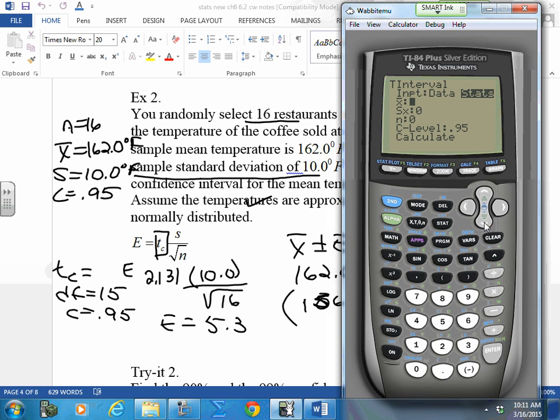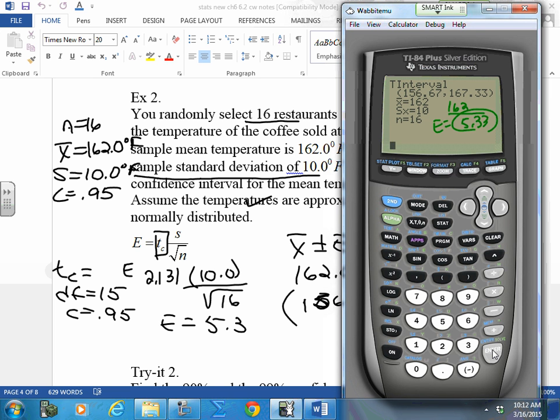It asks you for your mean. It asks you for your sample standard deviation. It asks you for your N. You give it N. It'll figure out the degrees of freedom. You give it your confidence, and then it'll tell you what your confidence interval is. Now, you can also take this and go backwards. You can subtract the 162 and come out with 5.33 margin of error. It does all this for you. Now, some of you are getting real good with the T interval, the Z interval.